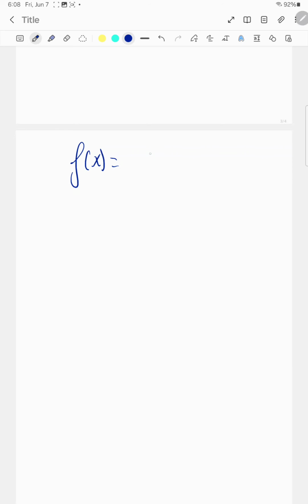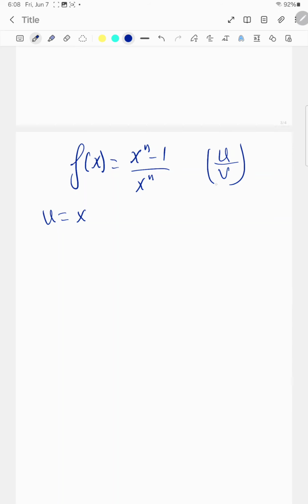f of x is equal x to the power of n minus 1 divided by x to the power of n, and I take my u is equal x, because this resembles u divided by v, which is equal u prime v minus u v prime divided by v square. So my u is equal x to the power of n minus 1. My u prime would become n x to the power n minus 1. And my v is equal x to the power of n. And my v prime would become n x to the power of n minus 1.